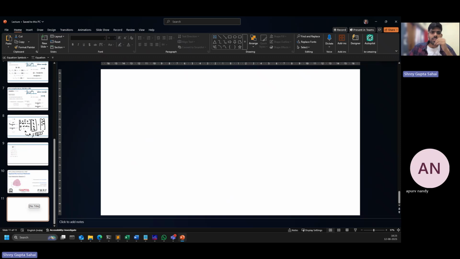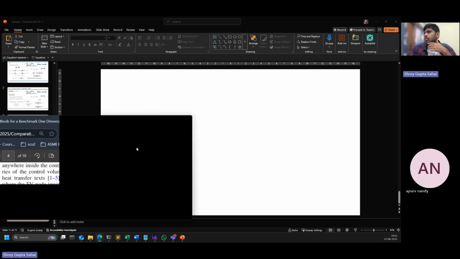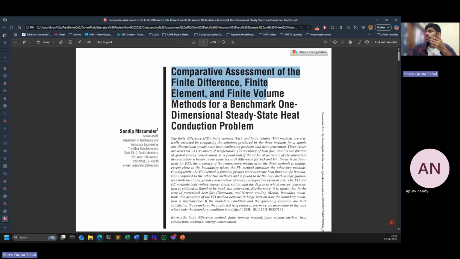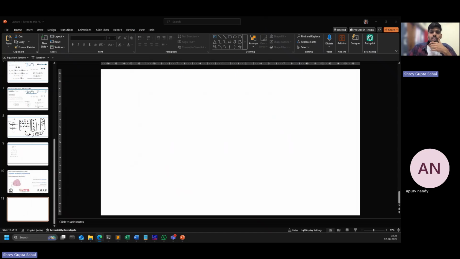Another important thing to note when discussing finite volume methods is that a lot of texts forget to mark the difference between finite difference and finite volume methods. This is where the paper that I had discussed does this nicely. Let me open this paper. It clarifies the difference between the three schemes nicely, the underlying philosophy as well. So you can go through this paper.